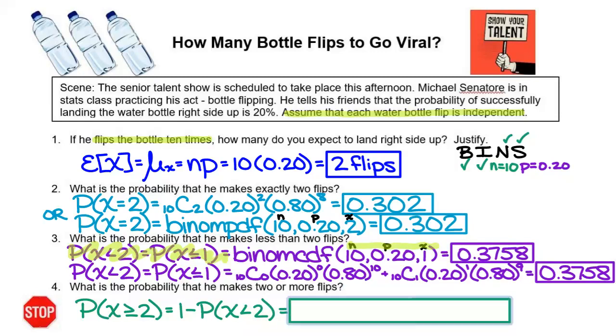Well, what is the probability that X is less than 2? What'd you say? 0.3758. So we're going to do 1 minus 0.3758.